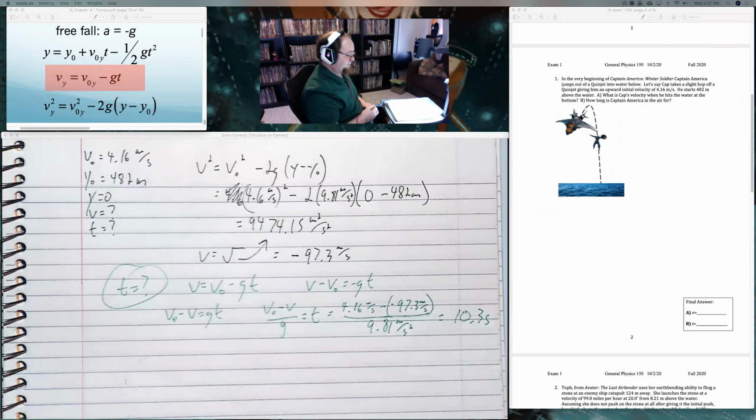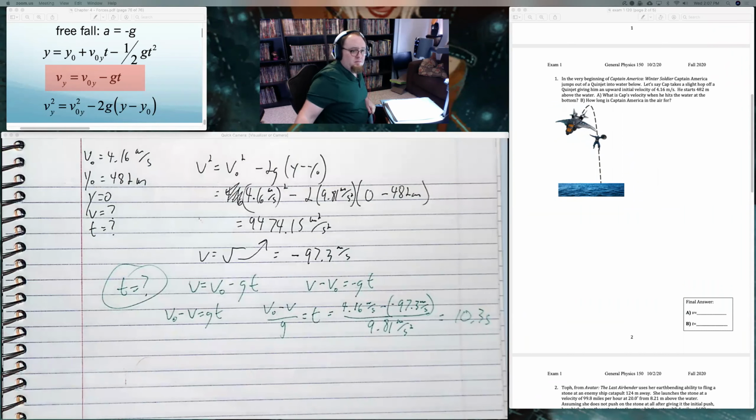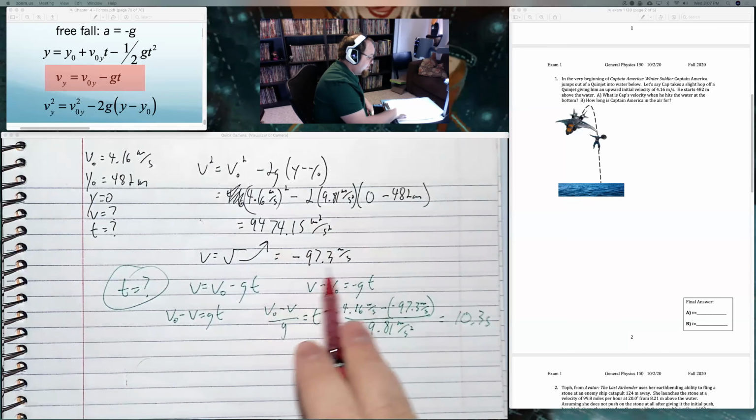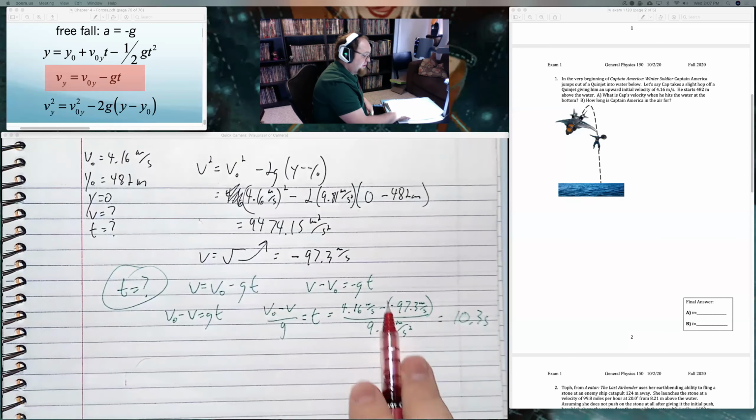So a few things here. Any questions on this before I talk about grading? Okay, a few things here. To get B correct, you needed A correct. If you didn't get negative 97.3, you would have gotten the wrong number here.